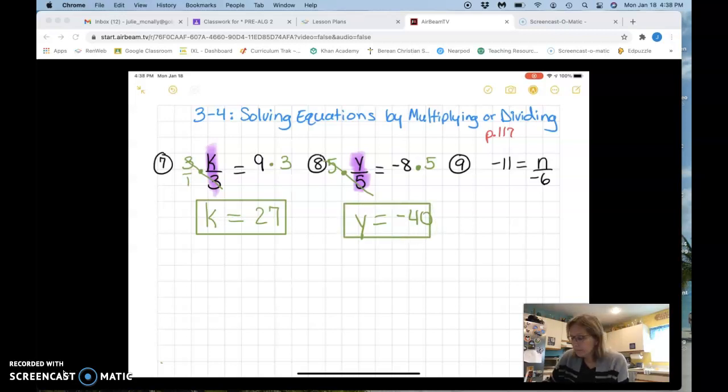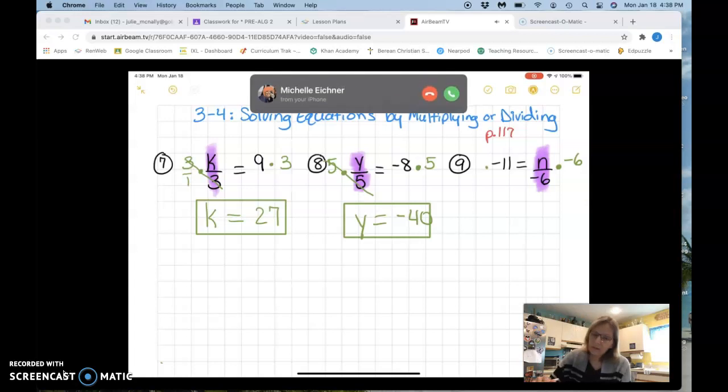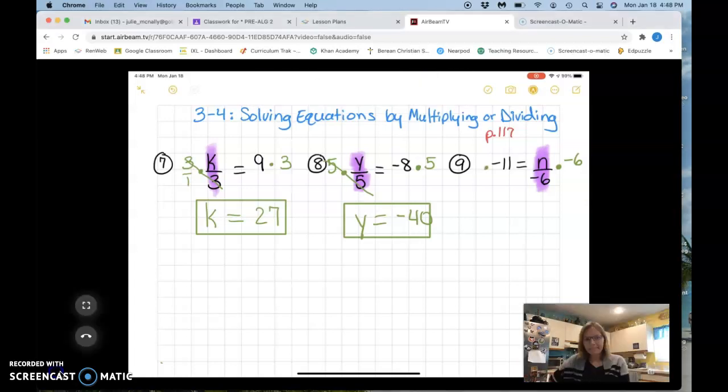And the last one, again, look at what's happening with the variable. I have another fraction, so it means division. I'm going to do the opposite, which is multiply by whatever's with the variable. So I'm multiplying by -6, whatever I do to one side. So we're going to multiply the other side by the same thing, -6. And these are going to cancel out. They're going to equal 1. So we're just left with n on that side. And then -6 times -11 is going to be a positive 66.